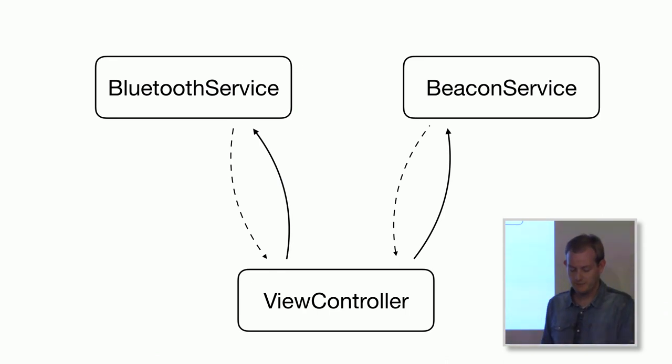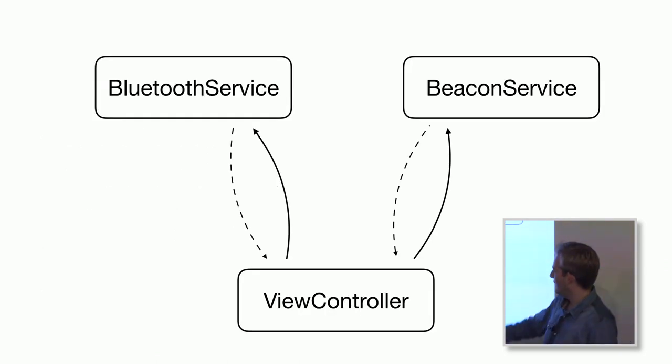This is the app I built, the initial version. I had two services. The Bluetooth service simply says whether the Bluetooth manager is powered on or not. And the beacon service uses Core Location to say which beacon is closest by. And then the view controller has all the view stuff. I just threw that all in together and then tried to clean it up afterwards.